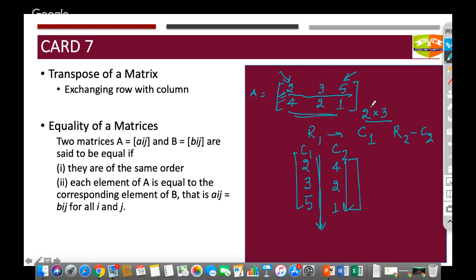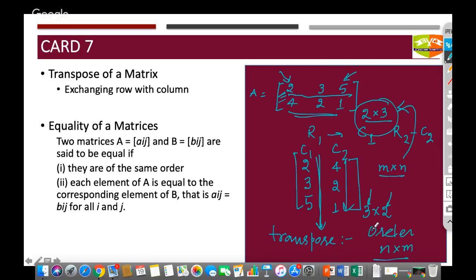So now what happens is, the number of rows becomes 3 and the number of columns becomes 2. So here m into n is there. If the order of a matrix is m into n, for the transpose matrix, the order will change to n into m, because I'm swapping the number of rows and the number of columns. So this is what I mean by transpose of a matrix.